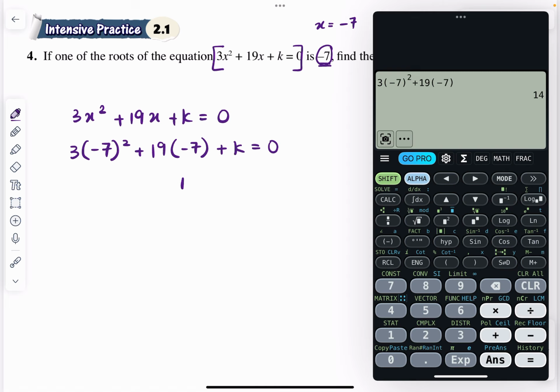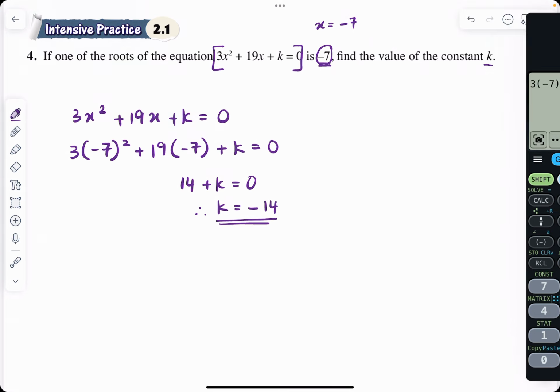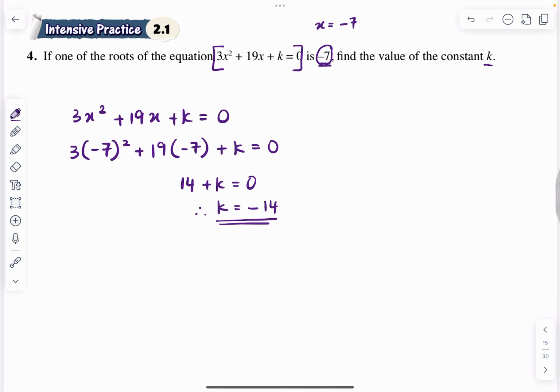We get 14 plus k equals to 0. Therefore, k is -14. Done. That's all. Okay, so whenever you have the roots, that means that will be x, and you can sub it into the x.